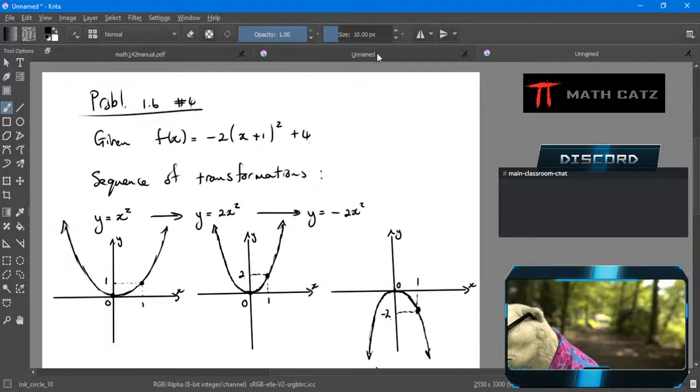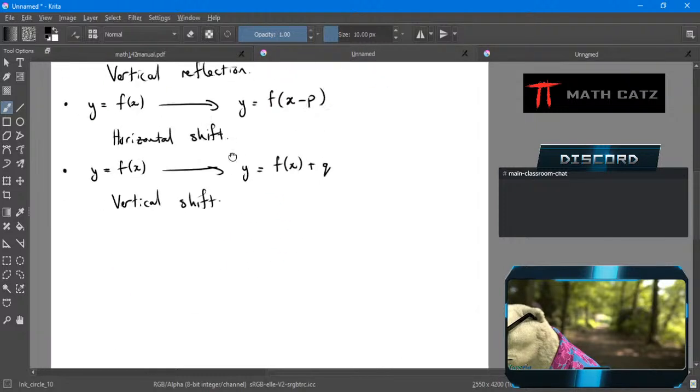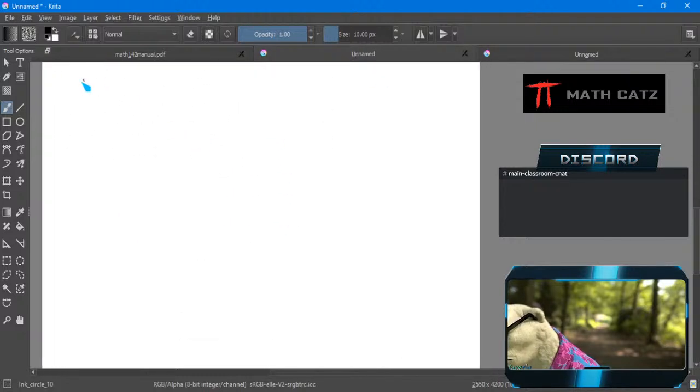Let me see. Can I go back to this page? I've got a lot of space here.